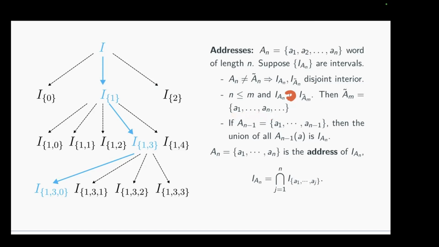And the last condition is that given a word a_{n-1}, the corresponding interval that we get is the union of all the subintervals that start with these n minus 1 characters. And we call a_n the address of this interval because we can recover this interval by taking this intersection. And this is what I depicted here for this interval.